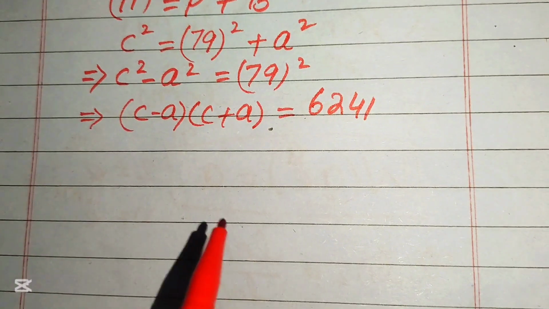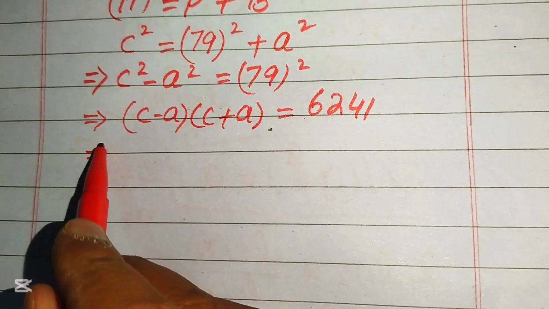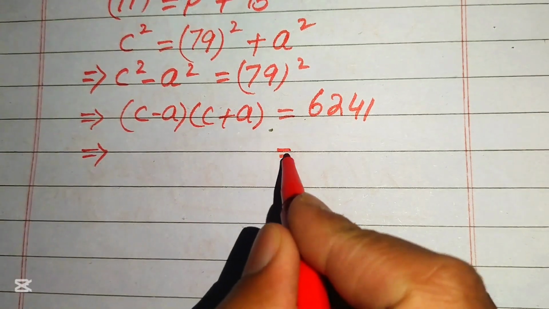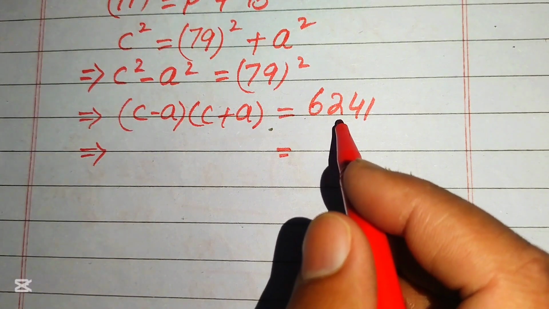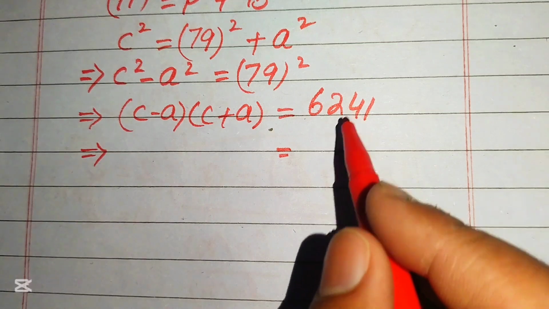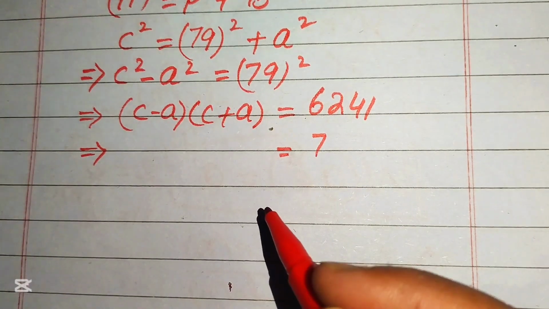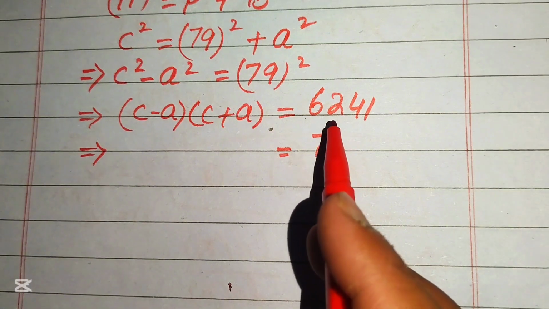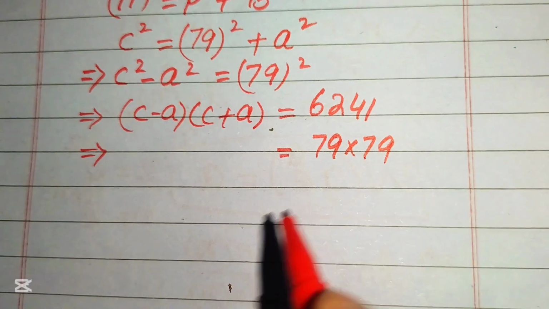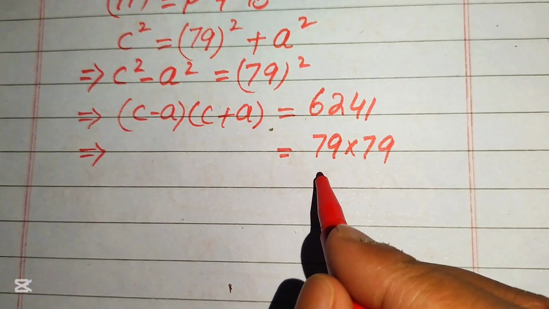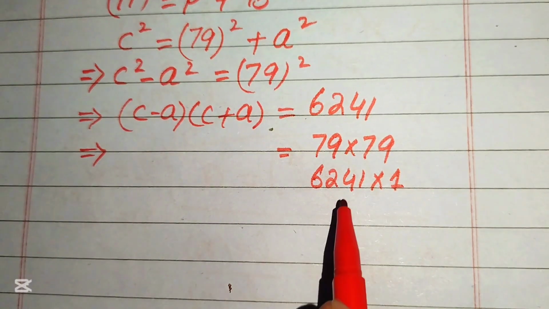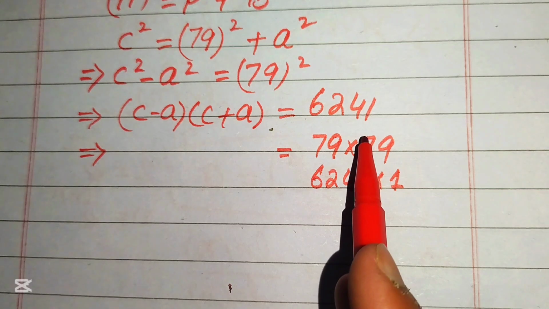And now in the next step, if you focus on the left hand side, we have two factors multiplied by each other, but on the right hand side we have only one factor. So first we need to convert the right hand side into a product of two numbers. So we have 6241 and we find two numbers whose product is 6241. These two numbers are 79 multiplied by 79. This is the first possibility, and the second possibility is that we multiply 6241 by 1. Okay, so we have these two possibilities in which the product of two numbers is 6241.